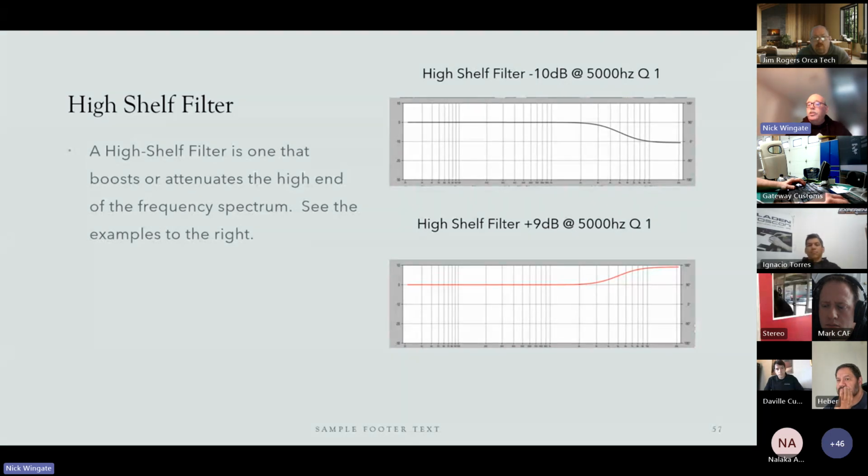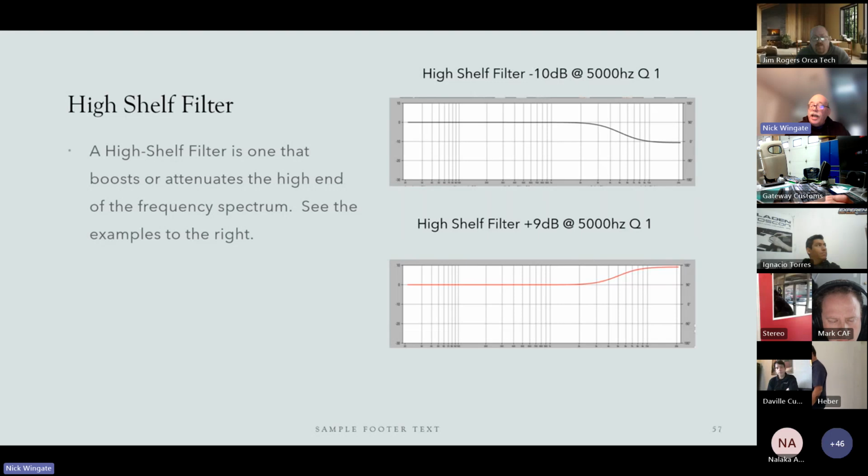So if you've got, for instance, a tweeter that has off-axis response that dies above, let's say, 8,000 hertz, which a lot of tweeters do in cars, you have the ability to say, you know what, I can just take a high shelf filter. I can take it at 5,000 hertz and I can boost it 9 dB and I can get all the energy back, or a lot of that energy back.